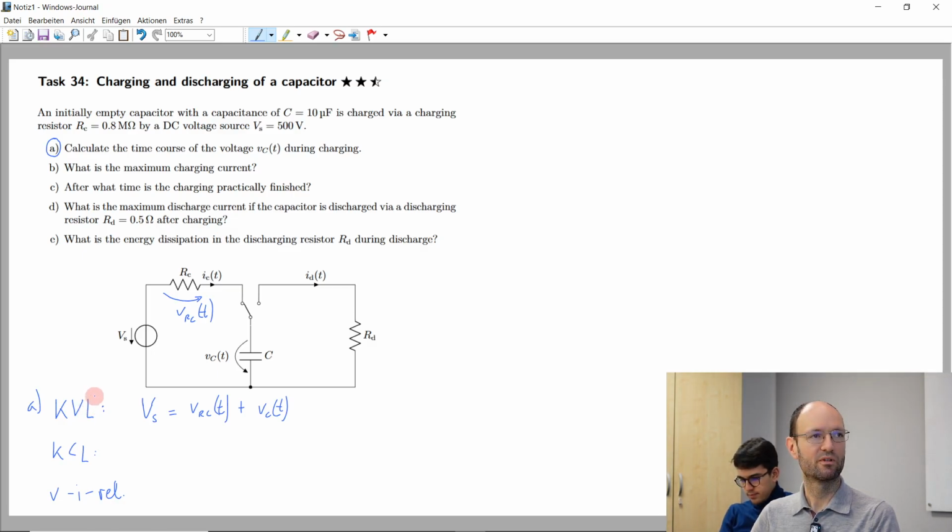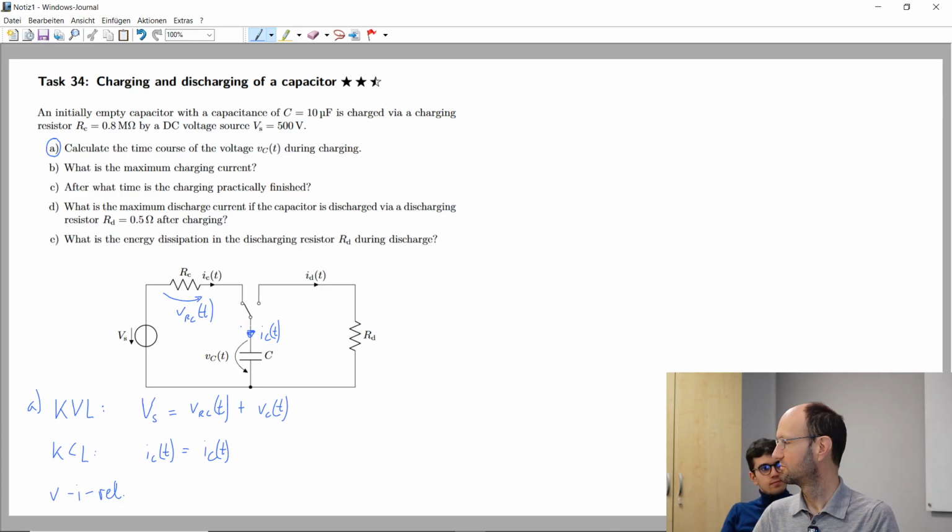Okay, what else? Current law: the current is the same everywhere? We have just one mesh, one loop, so the current is the same everywhere. So I could say, okay, this is the same current IC of t here, at least for the charging. So we could just say IC of t is the same IC of t for the resistor and for the capacitor. That does not really make sense as an equation, but okay. The current is the same everywhere, and then we need to have these voltage-current relationships at our elements.